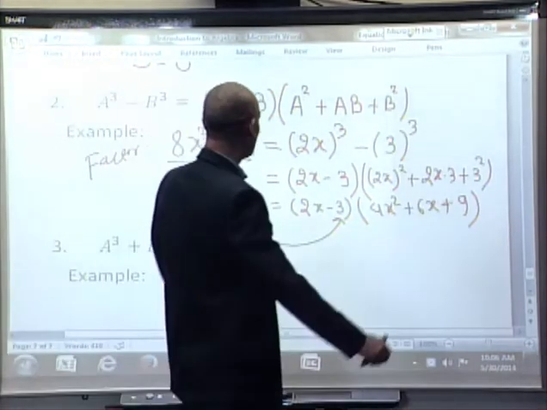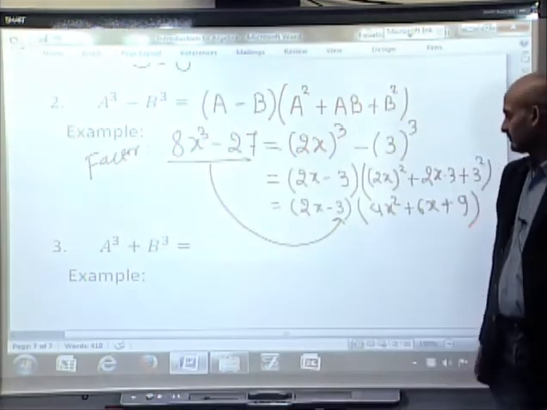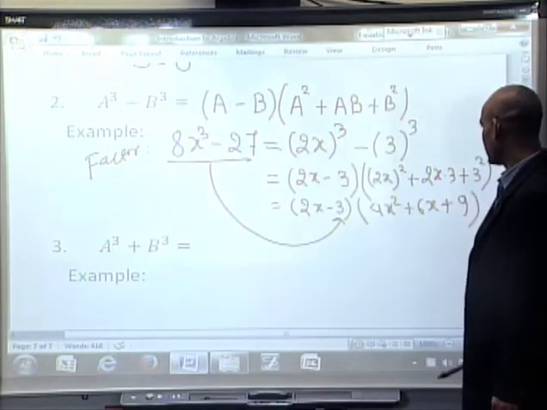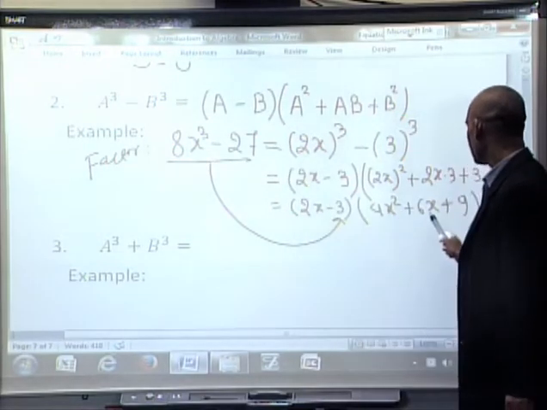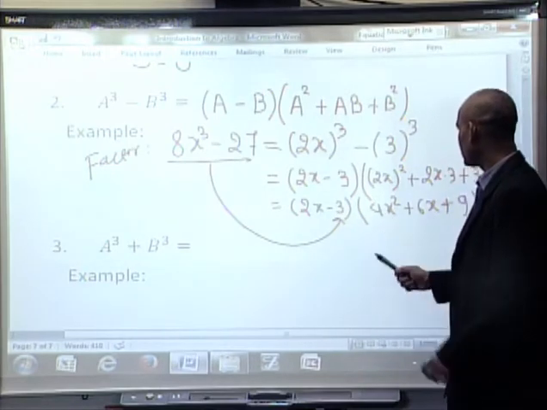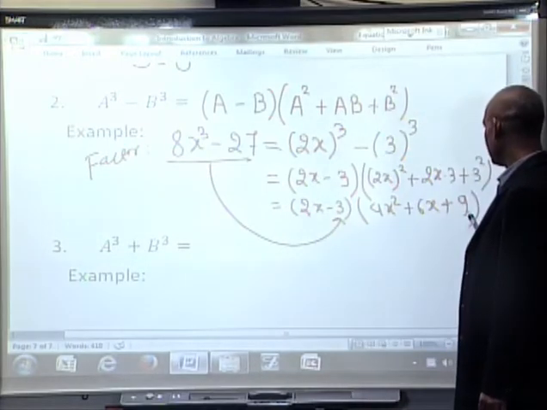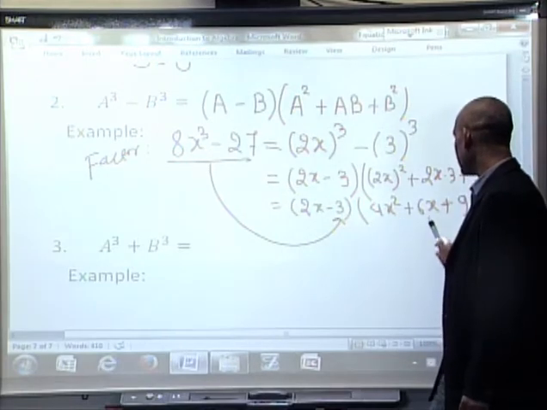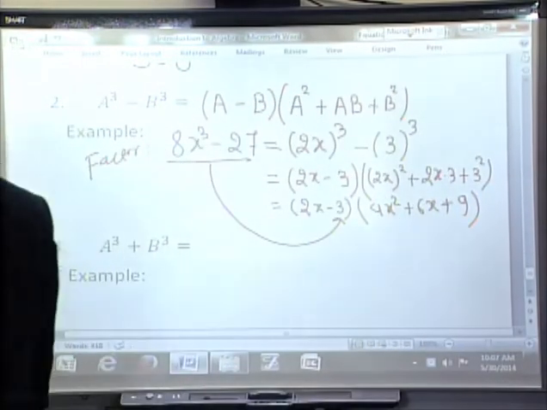In order to check, you will have to multiply this with this, and see if you get the original expression back. Let me quickly check. 2x times 4x squared is 8x cubed, that looks fine. Negative 3 times 9 is negative 27, that looks fine. Now 2x times 6x is 12x squared. Minus 3 times 4x squared is minus 12x squared, they will cancel out. 2x times 9 is positive 18x. Negative 3 times 6x is negative 18x, looks okay to me. Check it yourself.